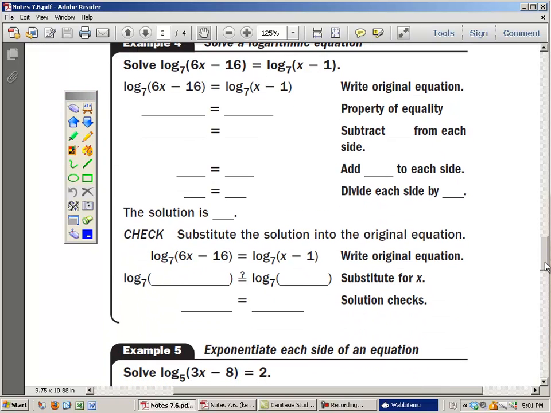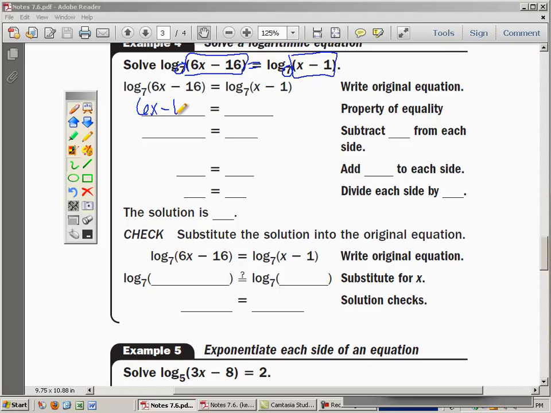Many of you guys are probably looking at this and saying, what's the answer? But in this case, because they're both log base 7 of the exact same thing, and they have to be equal, that tells me that 6x minus 16 has to be equal to x minus 1. Okay? The logarithmic property of equality says that if they're the same base, then these things have to be equal to each other. So what we're going to do then is subtract 1x from each side. So we'll take away the x here, and I get 5x minus 16 is equal to negative 1. Add 16 to both sides.